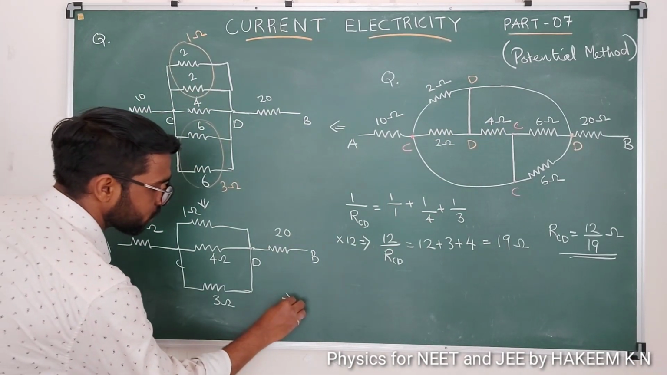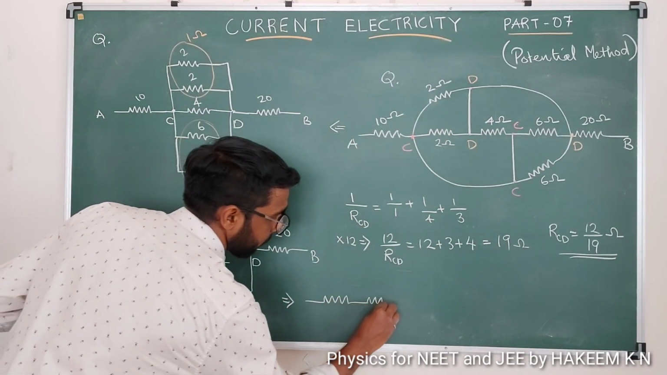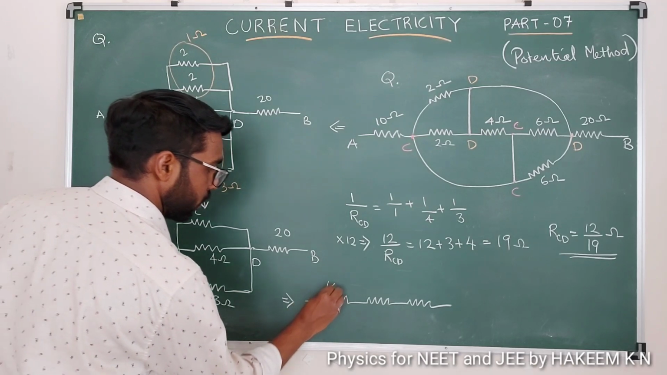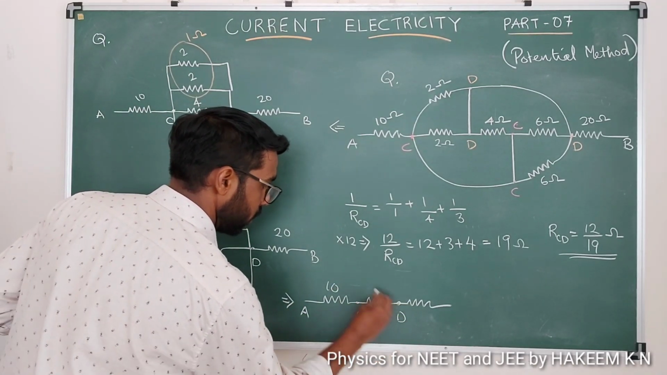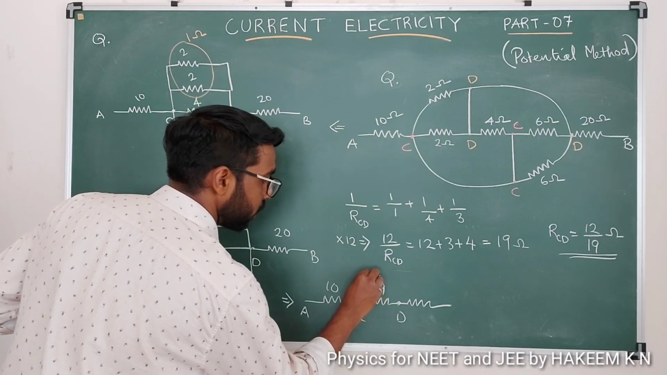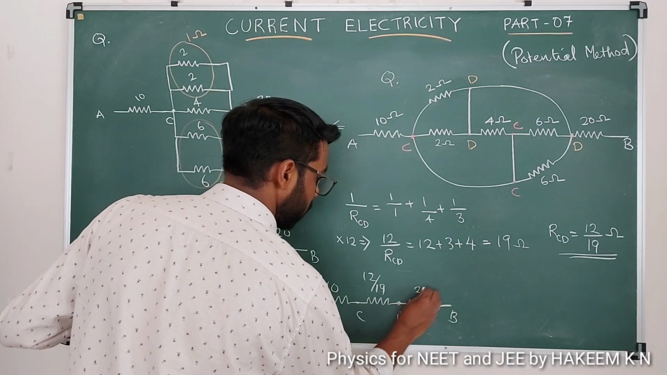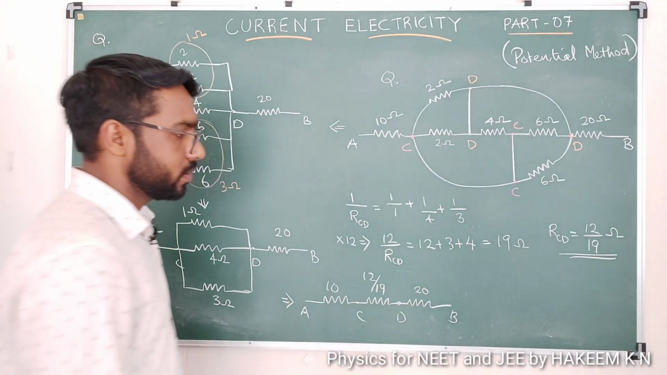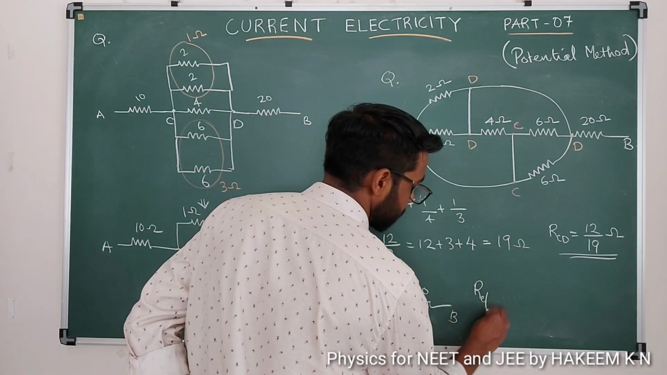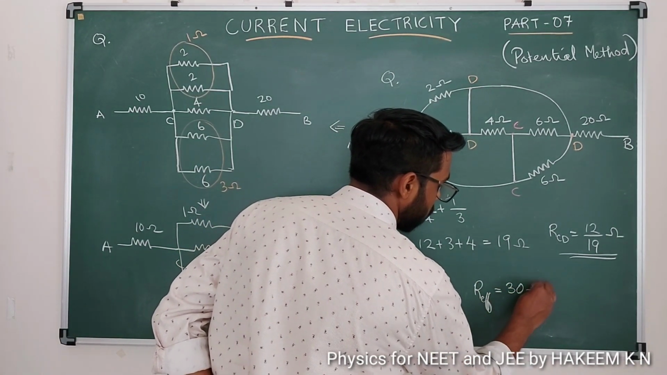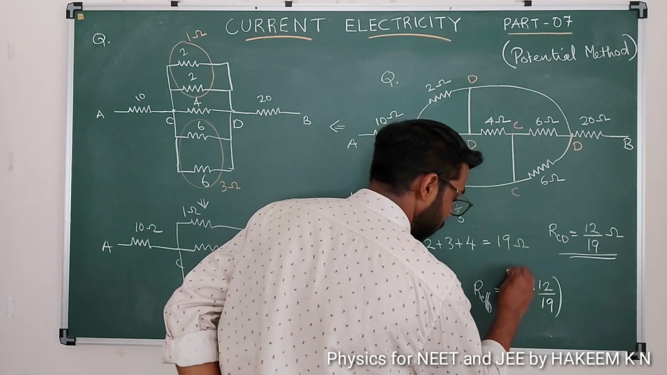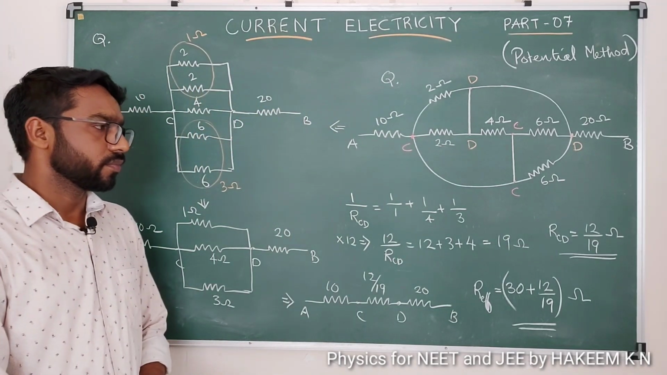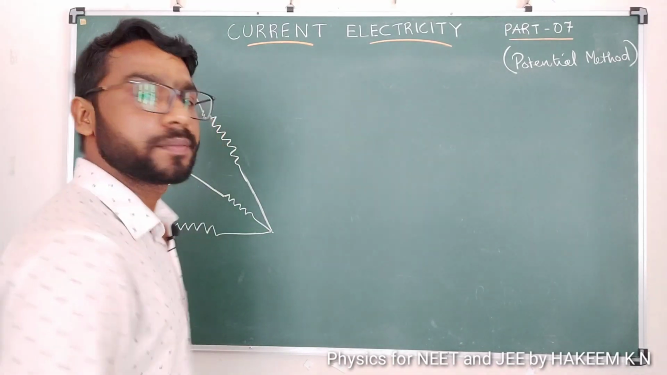So while redrawing this network again, we will get A here 10, C here, D here, it is 12 by 19, and B here it is 20 ohm. 10 plus 20, 30. 30 plus 12 by 19 is the answer. So effective resistance is 30 ohm plus 12 by 19 ohm. This is the answer. Next question.